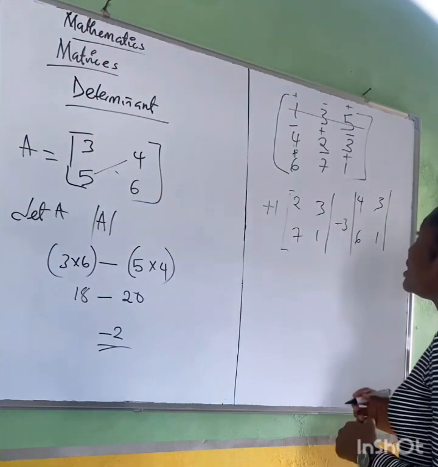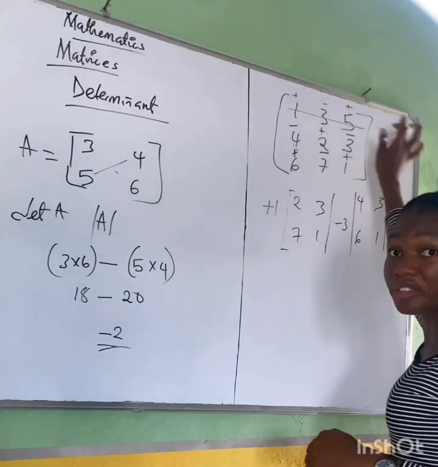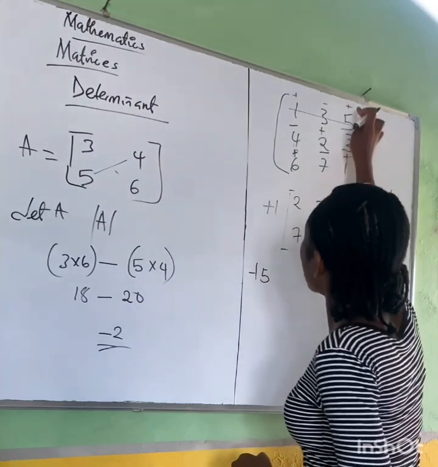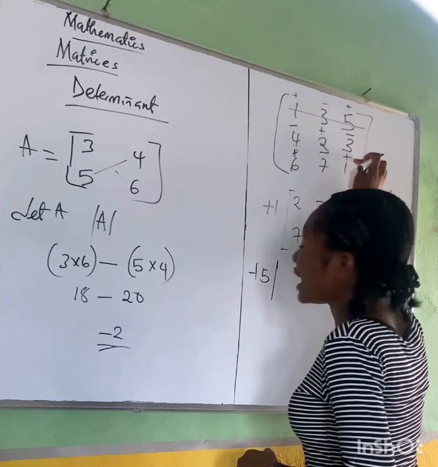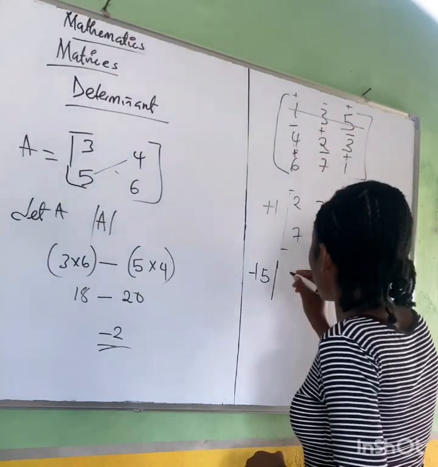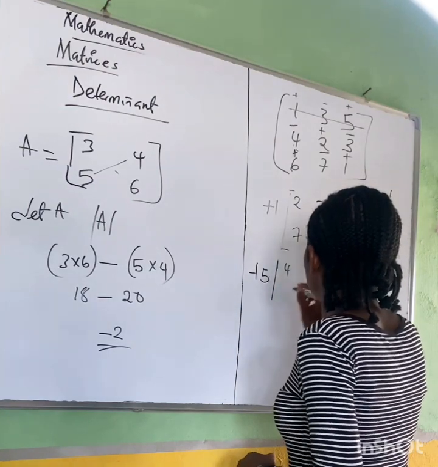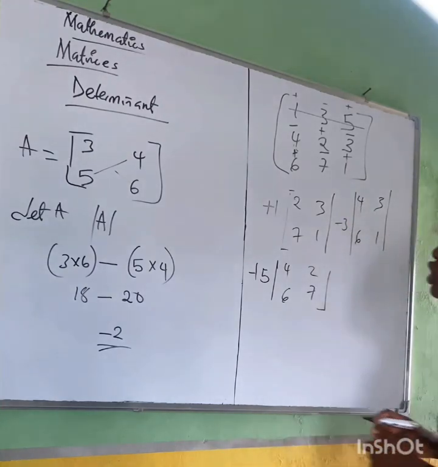All right, now the next thing we're going to do is for the last one. So we're working with just the first row. Then we have plus 5, which is our sign. Now we eliminate the first row and the last column. So we have 4, 2, 6 and 7. 6 and 7.